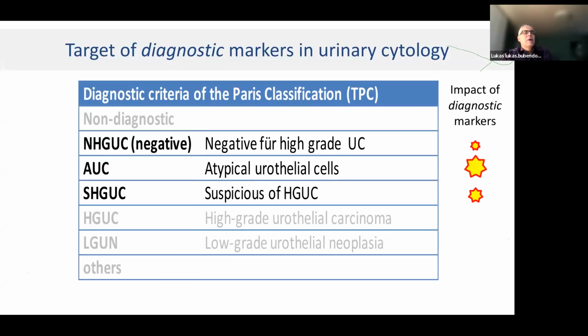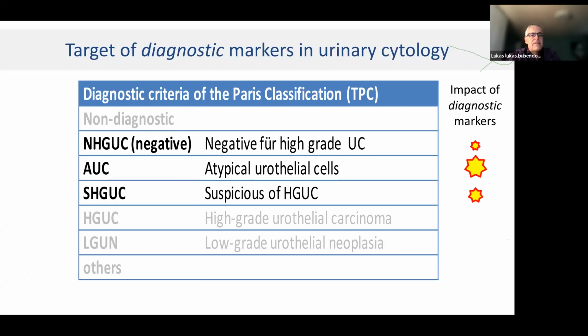Now, the TPS system also sets the stage to define categories where diagnostic marker analysis makes the most sense. And that's clearly the equivocal categories, the atypical urothelial cells. If you want to know in an individual case whether it's malignant or not, we can choose diagnostic markers. This is not so useful in negative for high grade, and it's not at all useful in the high grade.